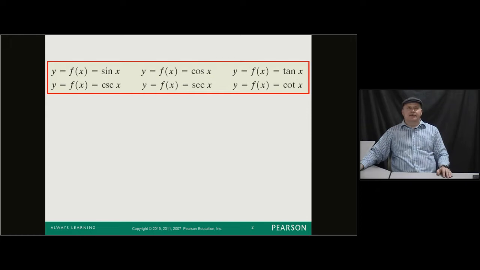So let's begin here. These are the trig functions: f of x equals sine of x, f of x equals cosine of x, f of x equals tangent of x, and then the cosecant of x, secant of x, and cotangent. This is the summary of the 6 trig functions, and we're going to concentrate today on only the first 2.